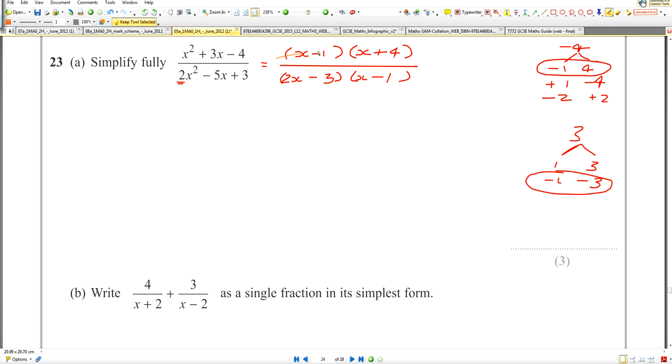We can cancel this one, and that was the whole point of doing this exercise. So that leaves you with x plus 4 on the top and 2x minus 3 on the bottom. And now you can remove the brackets if you want to. So just copy the answer back down over here. And that is finished.